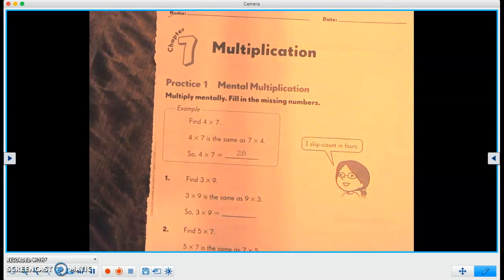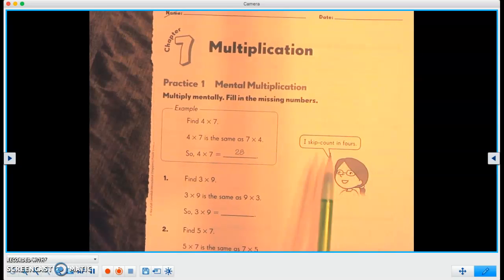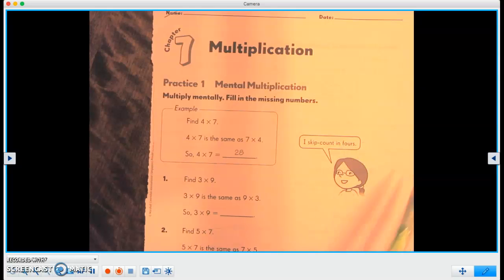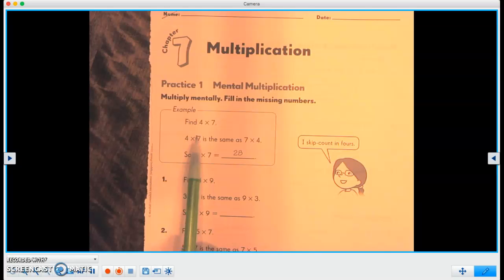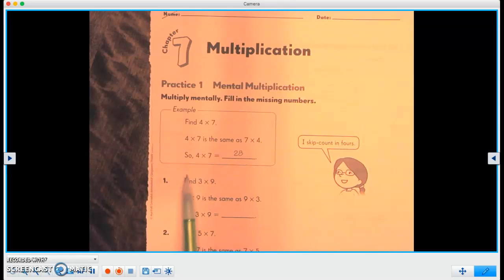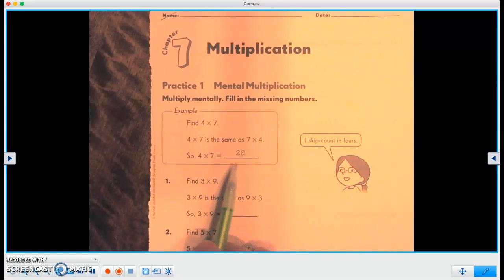We are going to begin now with our Chapter 7, and it's going to be on multiplication. It says mental multiplication. You can use little tips and tricks to remember your multiplication facts. Like this little caricature over here says, I skip count in fours. That's another way to think of 4 times 7. So it says find 4 times 7. 4 times 7 is the same as 7 times 4. That's commutative property. So 4 times 7 is 28.